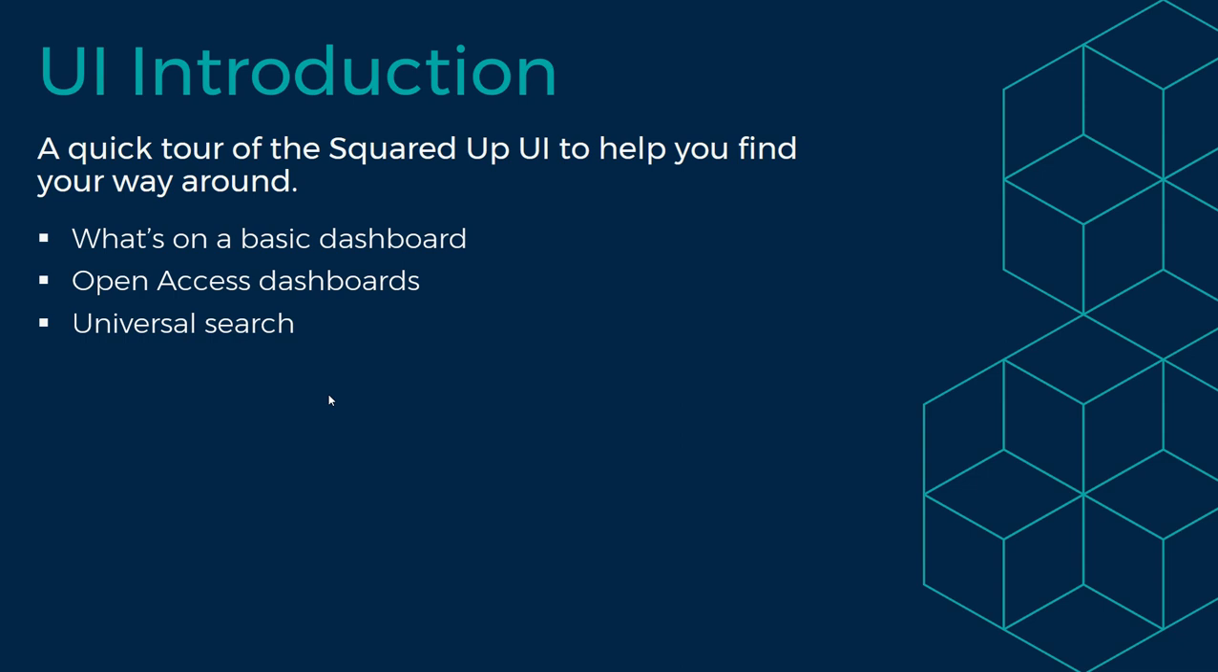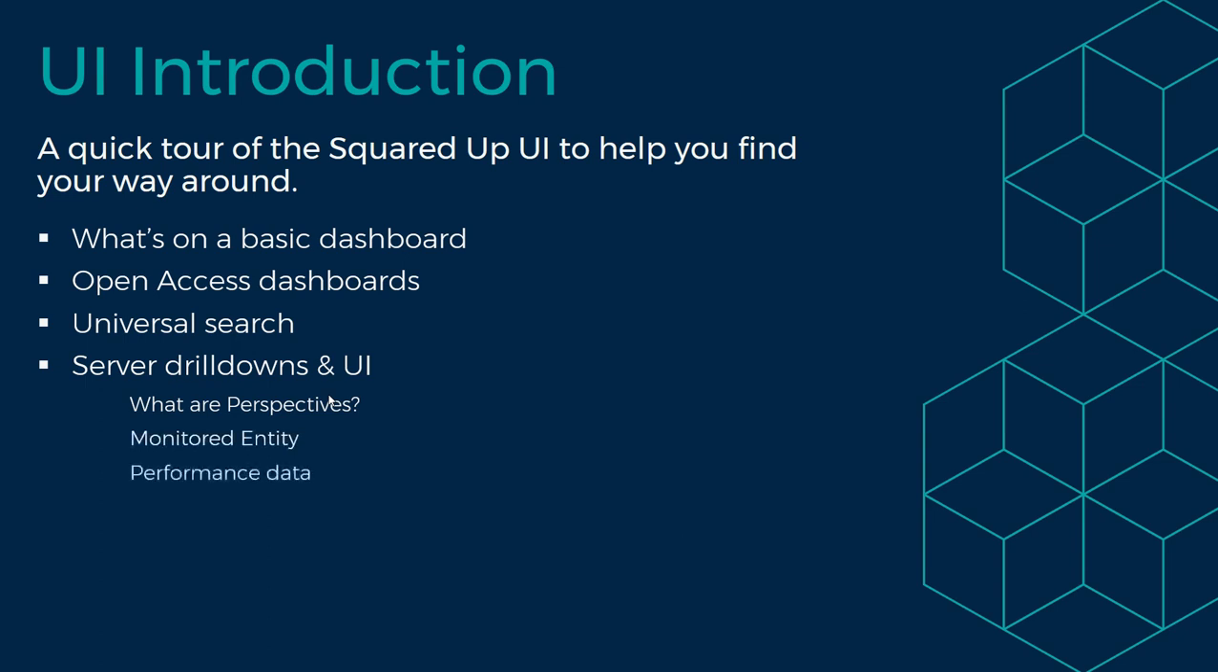Going to point out where you can find our universal search to make it nice and easy for you to find the objects that you want within SCOM. Show you how you drill down into a server and the user interface around that, which includes an introduction to a concept in Squared Up called perspectives. Show you what monitored entity is and the information it gives you. Show you where to find performance data and how that ties into performance reporting with an export to Excel feature, and just point out where you can find maintenance mode and tasks.